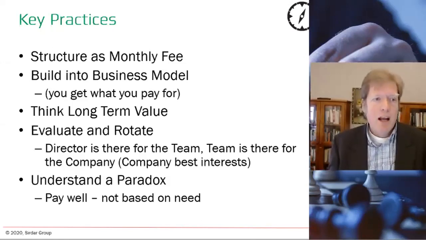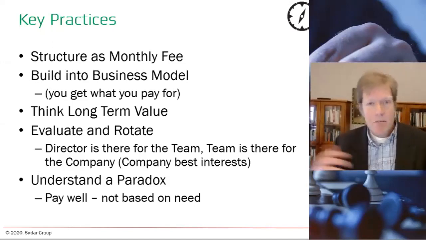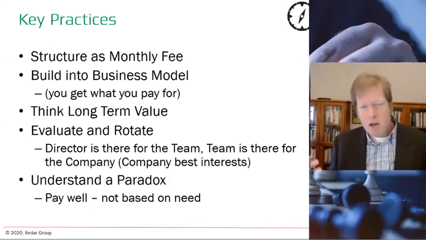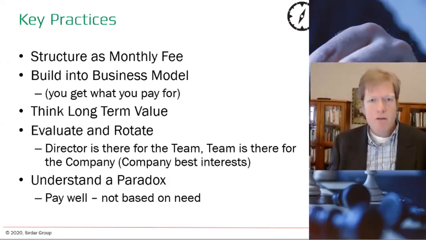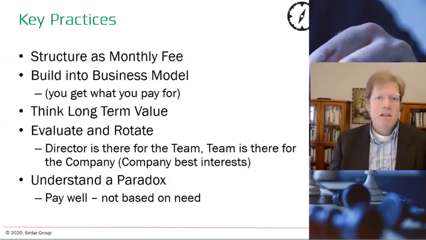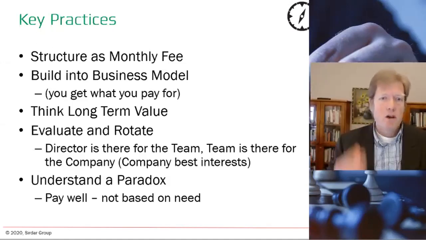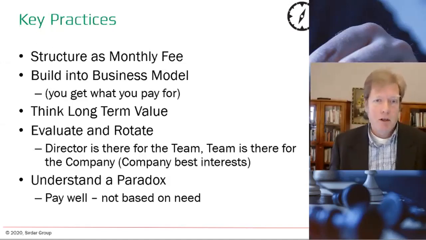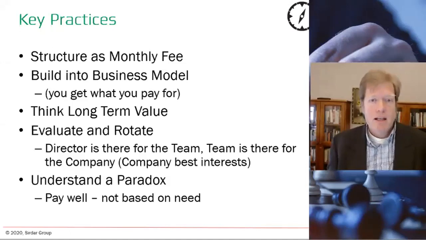Think long-term value, because I know there are some models that I've been exposed to in the last 6 to 12 months, where people are starting to explore ways of compensating directors differently, but with a long-term value in mind, as opposed to a short-term incentive, because that's what you want to motivate ultimately.